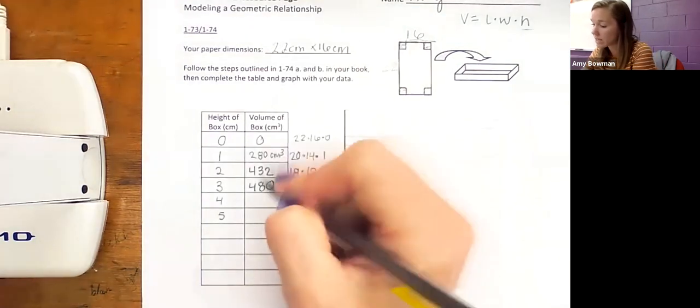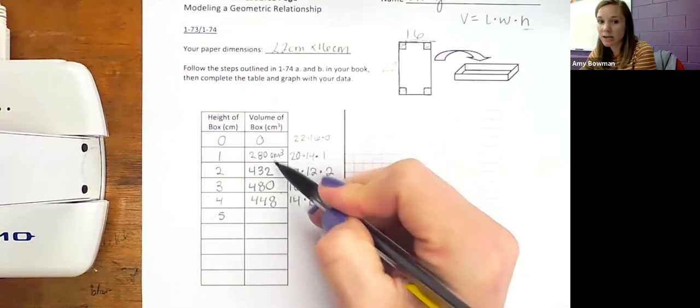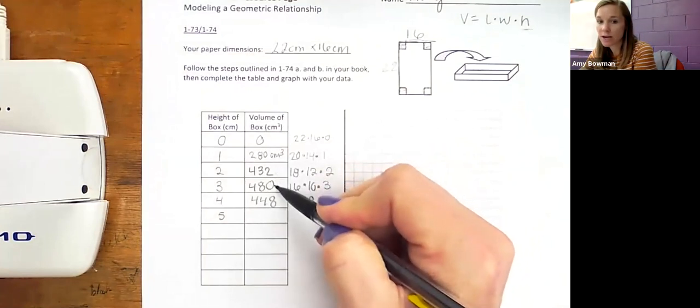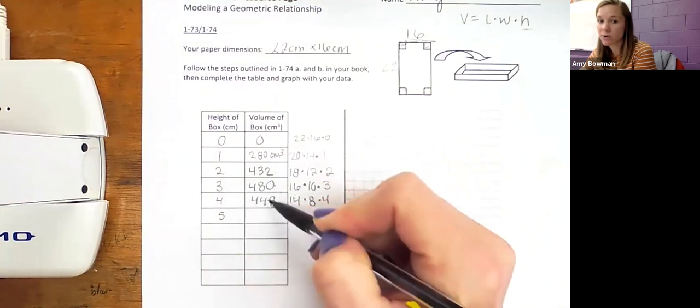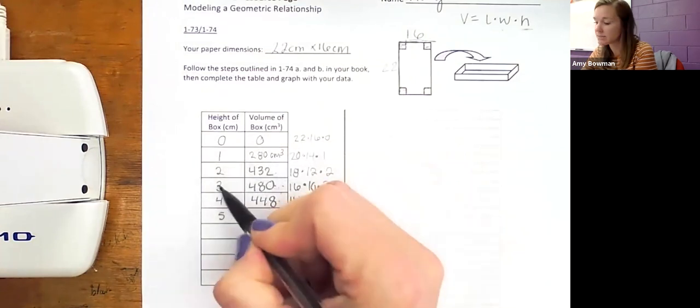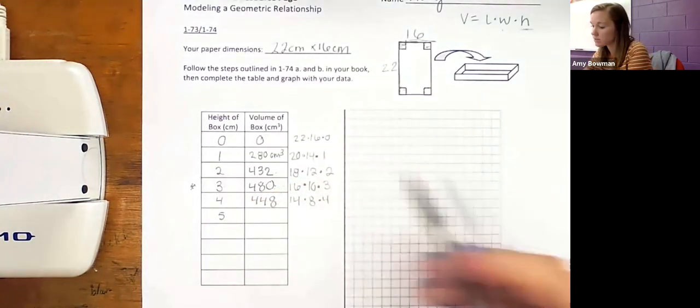For 48, so I see a decrease here. So we went up from 280 to 432 to 480 with a height of 3, and then back down with a height of 4 to 448. So it looks like this may be one of our better options. Let's see if this trend continues.